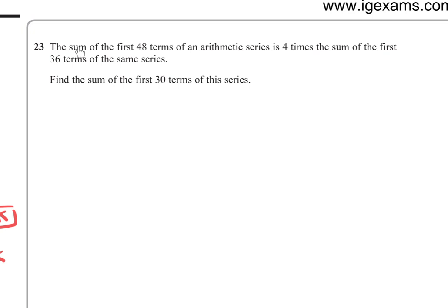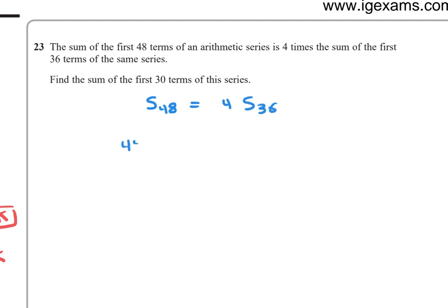23. The sum of the first 48 terms of an arithmetic series is 4 times the sum of the first 36 terms of the same series. Find the sum of the first 30 terms of this series. So we have an arithmetic series, and S48 equals 4 times S36.